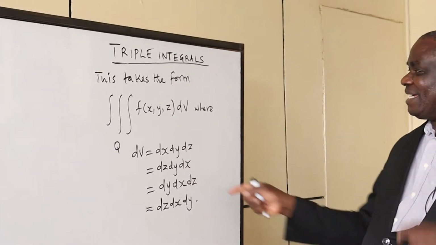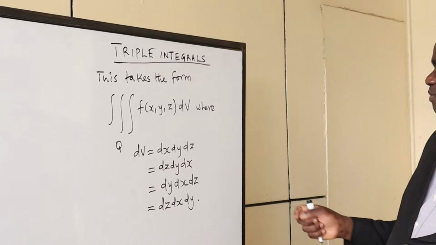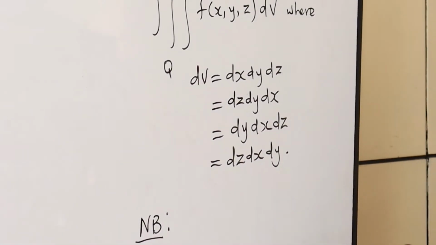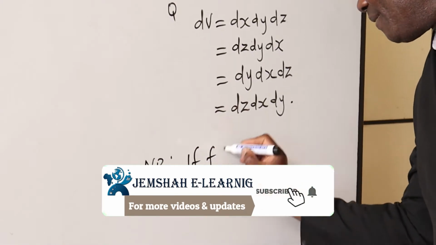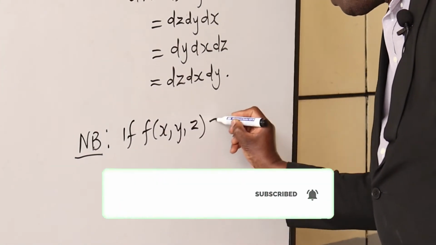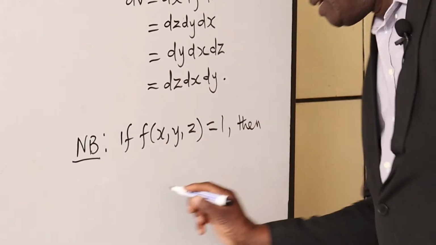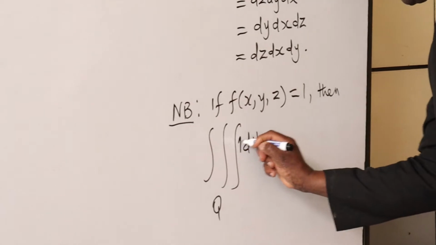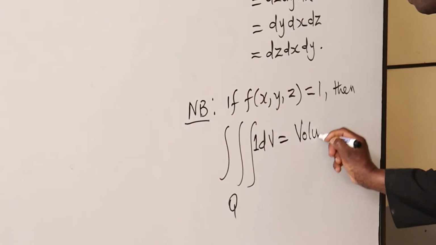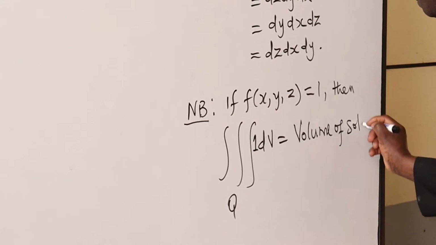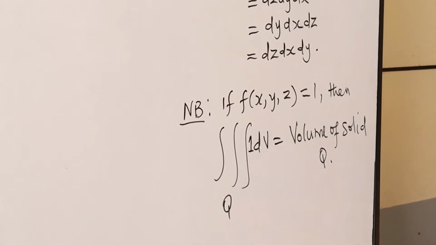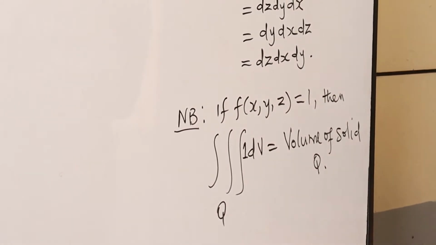So we can have an example to illustrate how it is being done. Before we do that, we note something small. If you want to get the volume of a solid, you say a function of x, y, and z is equal to 1, then the triple integral of dV, if here we have 1, will be equal to the volume of solid Q. So we can have an example.